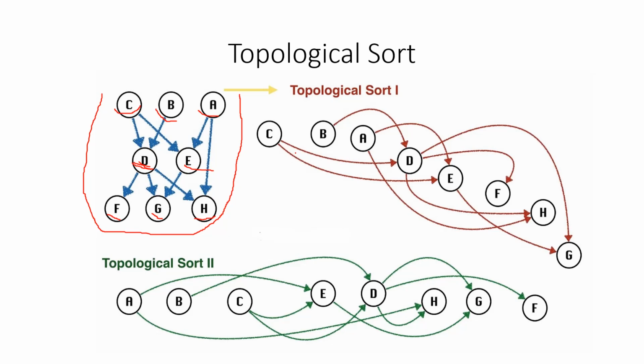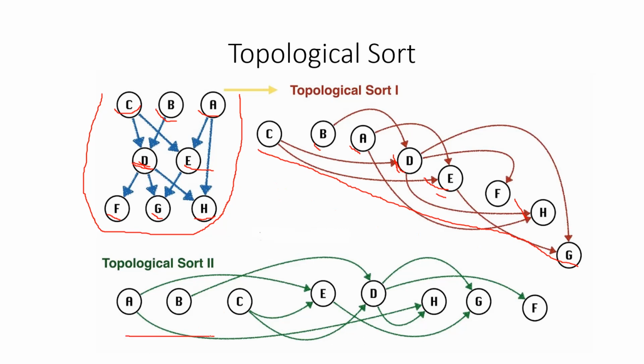So after the sorting, we could have this kind of topological sort. C is always before D and E, as you can see. B is also before D, and A is before E and H. This is the first version of the topological sorting.